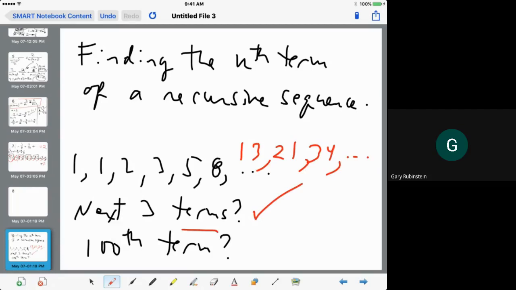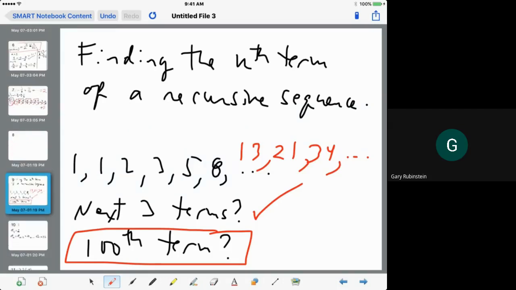But finding the 100th term is very difficult, because the only method we have for this is to work our way up. We don't have a direct formula that you could plug the number 100 into, and out comes the 100th term. But there is a formula for it, but it's very complex.